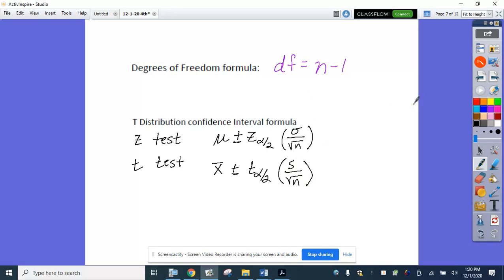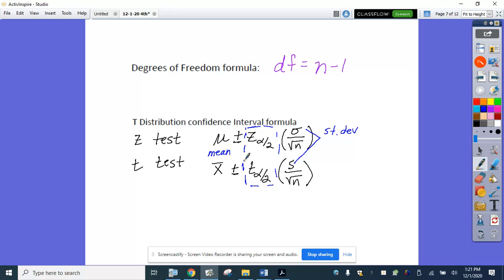Now, both of these are the mean. This is the sample mean, this is the population mean. Both of these are the standard deviation. This is the population standard deviation. This is the sample standard deviation. So there is no difference in these formulas except for where we get these numbers from. And that's what we're going to look at next.